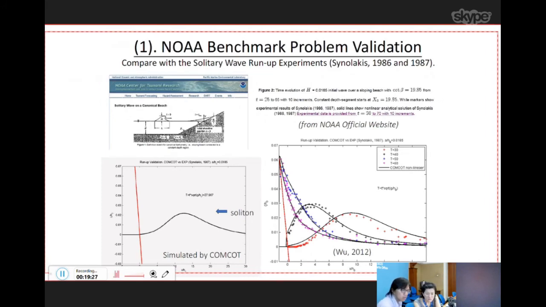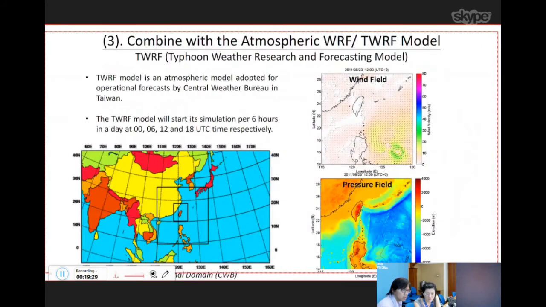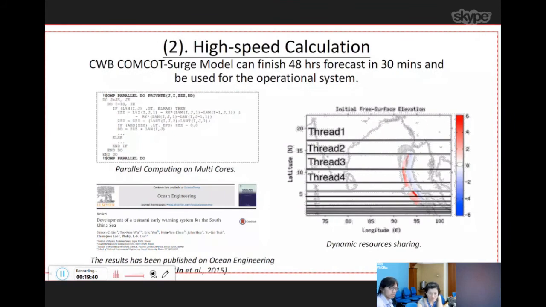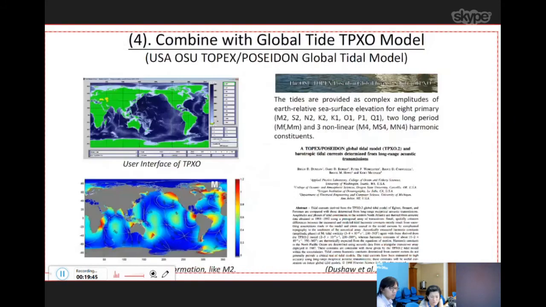So after we combine with the global tide model, we need to do the tide validation. It has very high accuracy. The bias at the specified locations is smaller than 0.1 meter, and the root mean square error is smaller than 0.4 meter. So you can see from this picture, our results are very accurate.